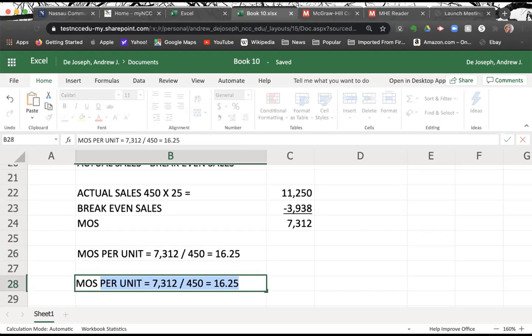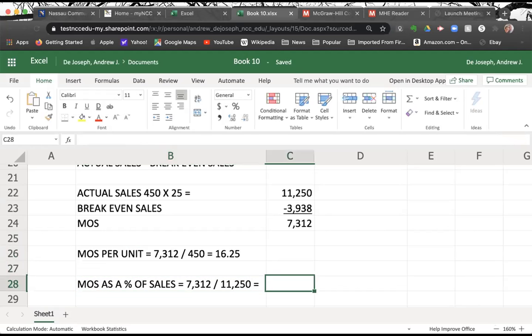Margin of safety as a percent of sales. Well, let's see. Let's take the margin of safety, which is 7312, and divide it by sales. What was sales? 11,250, right? And if I do that, 7312 over 11,250 comes out to 65%, right? 0.649999, I think it actually came out to, which rounded will come out to 65%.